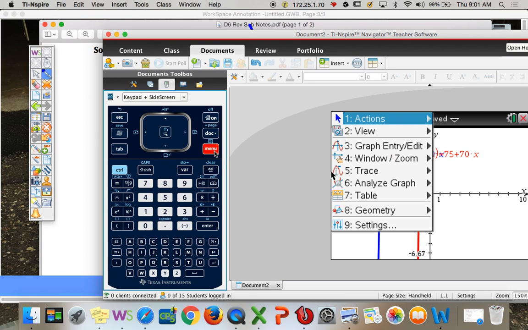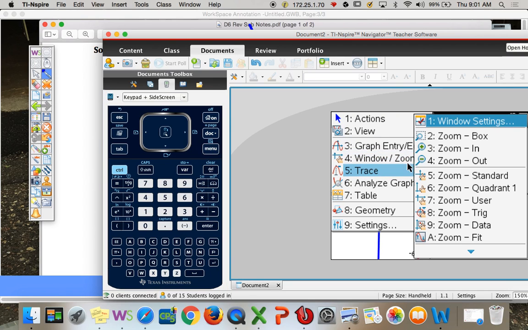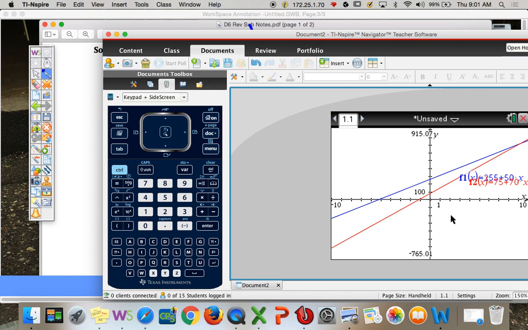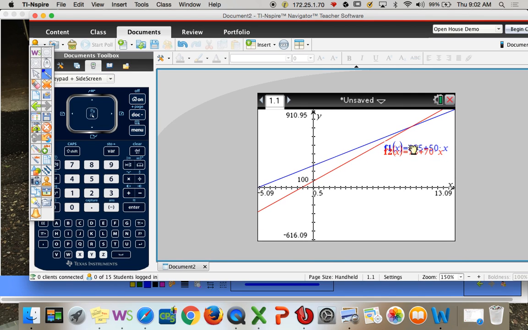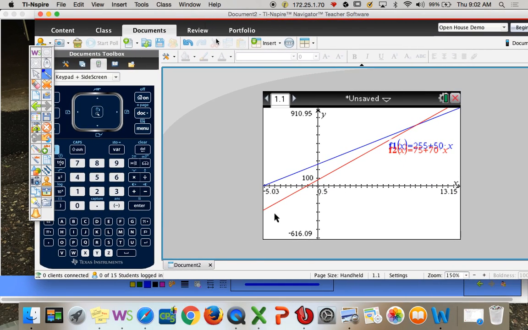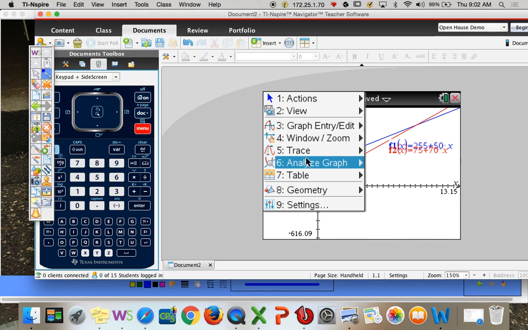Okay, let's change our window, so I'm going to go to Menu, Window, Zoom, and let's do Zoom Fit, see what happens. And we can see where these cross. Let me move my calculator over here. So Baseball Guys, the one in red, was the second one I typed in. You can see it's initially cheaper until they meet at some point, and then it becomes more expensive because they're $70 a helmet versus the $50. But since the first company starts at $255, they're expensive at first until they're tied. But then since the helmets are only $50 a helmet, eventually they become less.